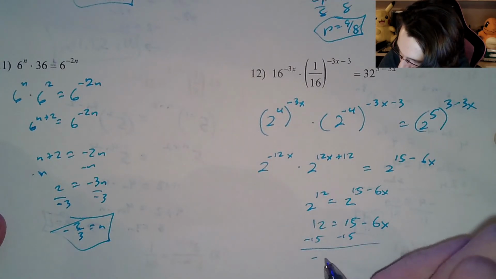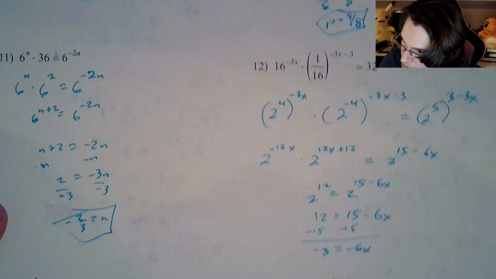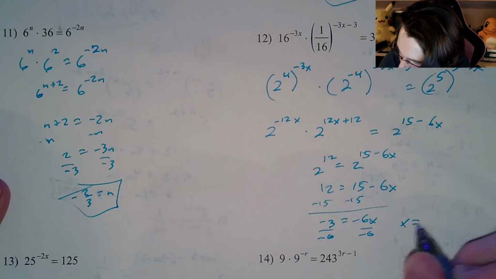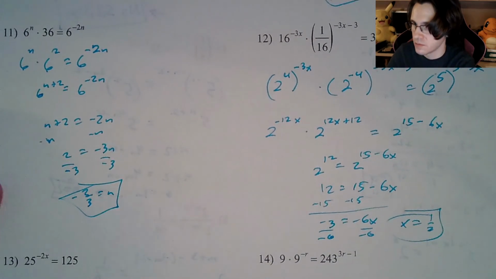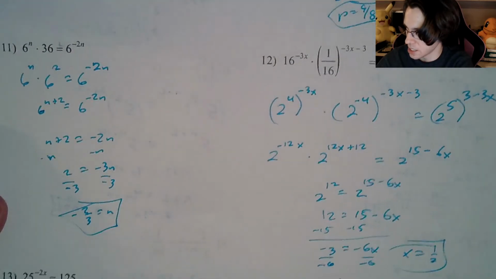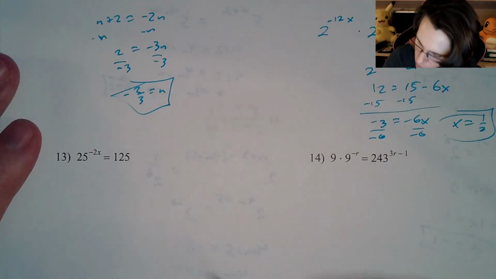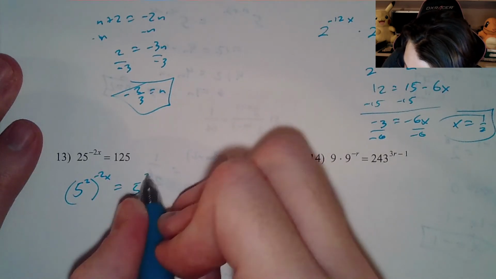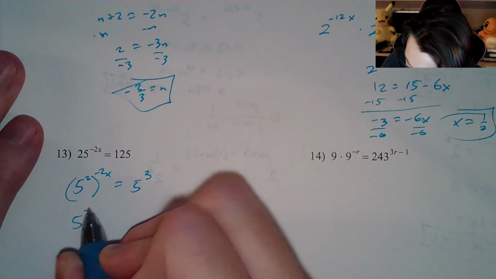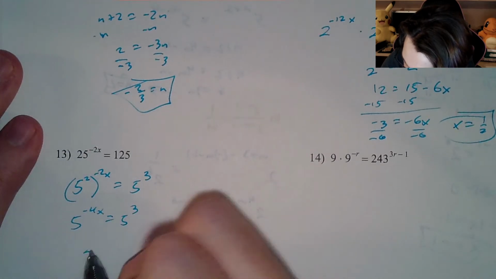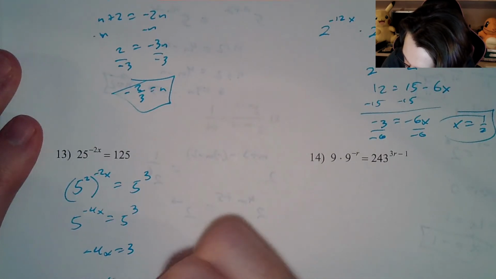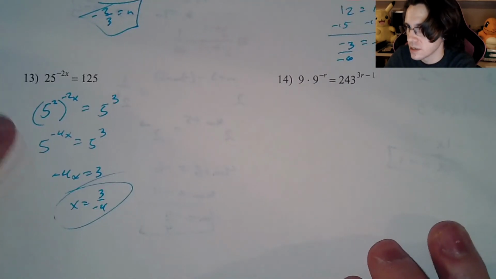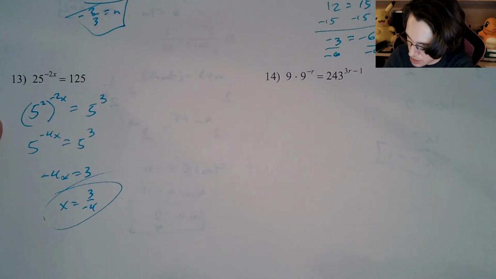So negative 3 is equal to negative 6x. Divide both sides by that negative 6. If you decide to reduce your fraction there, you get positive a half. Beautiful. We're almost done, guys. Let's finish this up. Number 13, we have 5 squared to the negative 2x is equal to 5 to the third, and then negative 4x is 5 to the third. Negative 4x equal to 3. X is equal to 3 over negative 4. Done. Easy peasy.